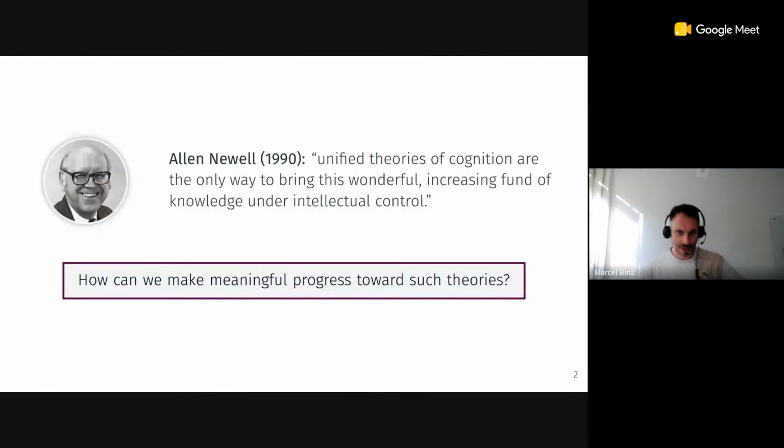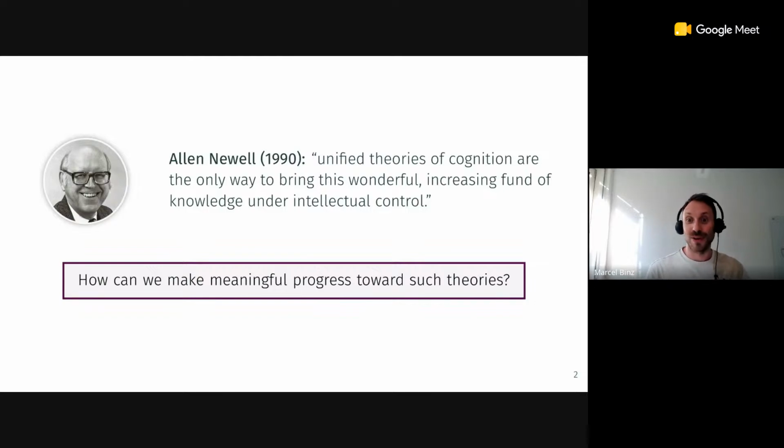Now, this is obviously not a new idea to psychology. It has been around for many decades already. So, for example, Alan Newell already said in 1990 that we really need these unified theories of cognition because they are ultimately the only way we can bring this wonderful and increasing fund of knowledge that we have under intellectual control.